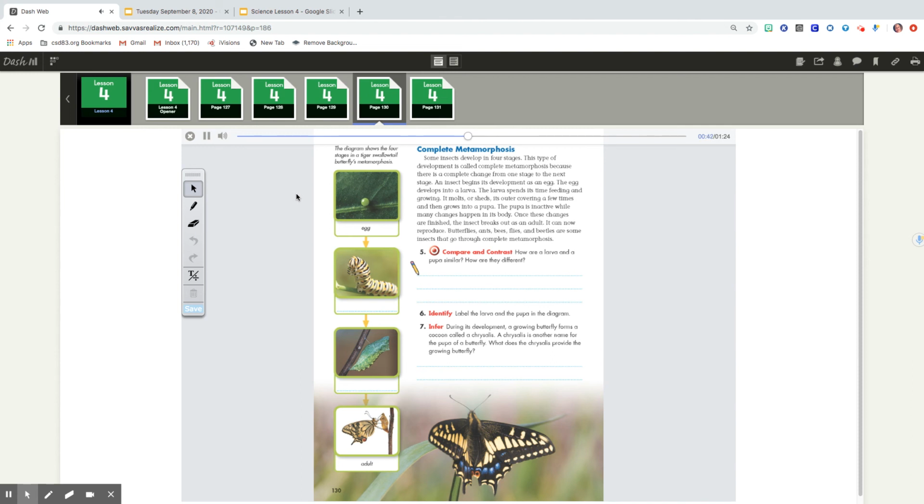5. Compare and contrast. How are a larva and a pupa similar? How are they different? 6. Identify. Label the larva and the pupa in the diagram. The diagram shows the 4 stages in a tiger snowtail butterfly's metamorphosis. Egg, blank, blank, adult.